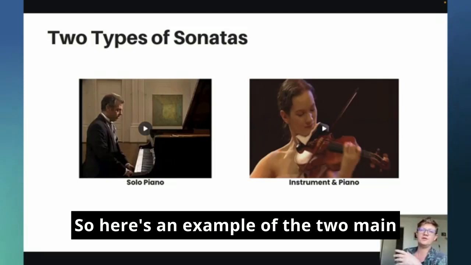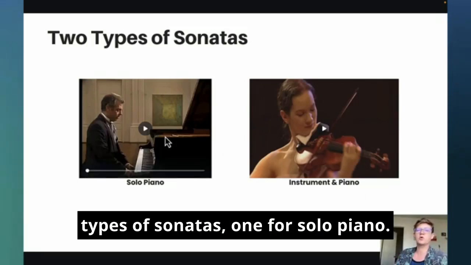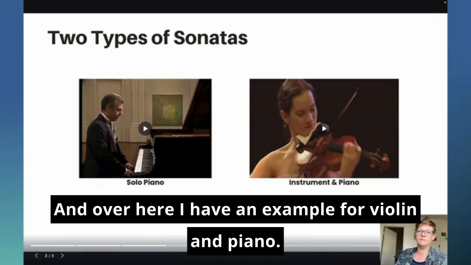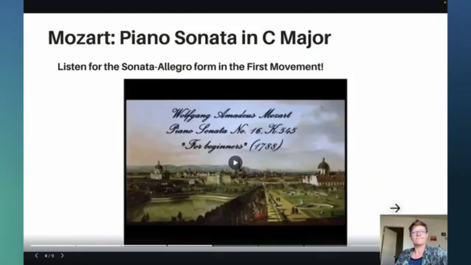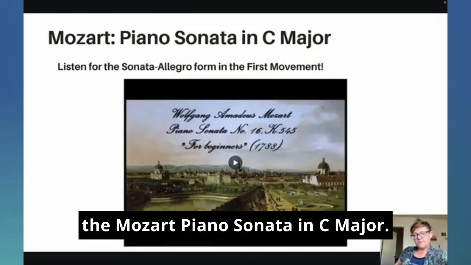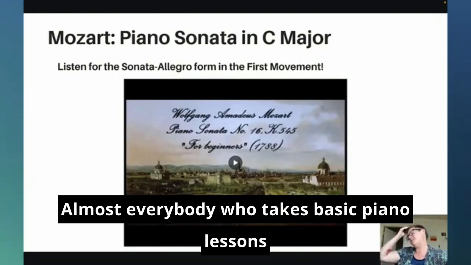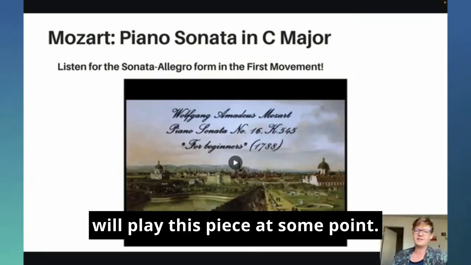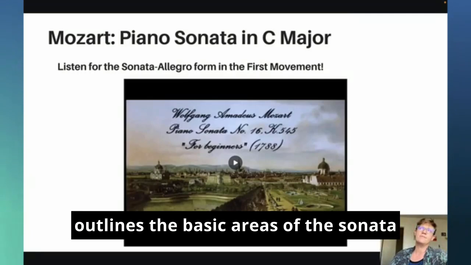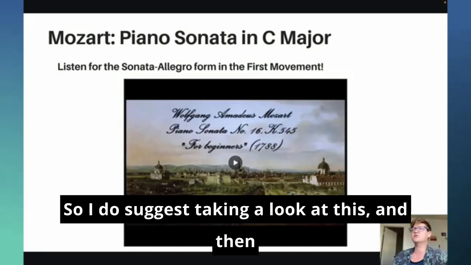So here's an example of the two main types of sonatas, one for solo piano, and over here I have an example for violin and piano. And here, I have a video of the Mozart Piano Sonata in C major. Almost everybody who takes basic piano lessons will play this piece at some point. I've created a video here that really outlines the basic areas of the Sonata Allegro form in the first movement, so I do suggest taking a look at this.